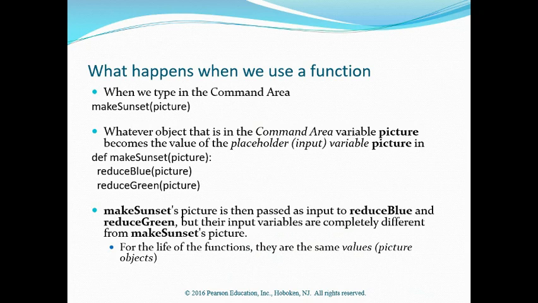So what happens when we use a function? When we type in the command area make sunset picture, whatever object is in the command area variable picture becomes the value in the placeholder input variable picture, right? So if we have in the command area a variable called picture and we pass it into the make sunset function, the picture inside there is totally different, right? It fills that placeholder. So make sunset's picture is then passed as input to reduce blue and reduce green, but their input variables are completely different from make sunset's pictures. For the life of the functions, they are the same values, picture objects.